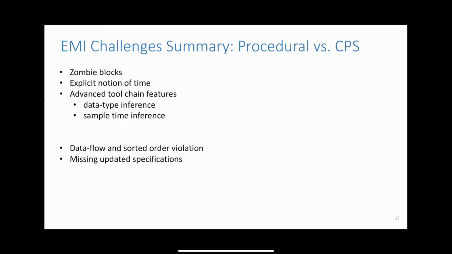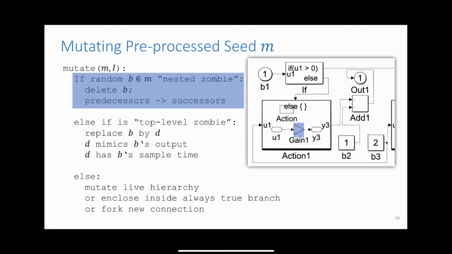There are several key challenges introduced by CPS. For example, the notion of zombie blocks, which makes creating mutants challenging. There is this explicit notion of simulation time, which we also have to maintain during mutation. And lastly, there are advanced toolchain features. For example, in C, there is no data type inference or sample time inference, which we have to deal with.